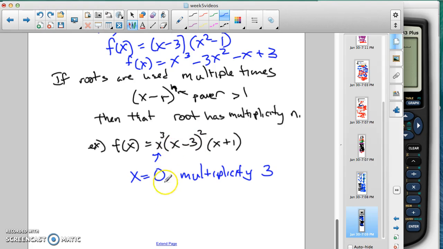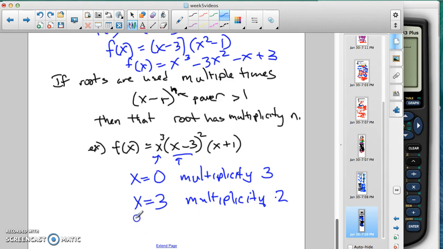And in this case, x equals 3 is going to be a root for this one, and it's going to have multiplicity 2. And then we're going to have our final root of negative 1. It's not going to have a multiplicity, actually. You could write it as multiplicity 1, but it doesn't really have multiplicity because there's no power up here. So only the ones that have powers greater than 1 do we state that they have multiplicity.